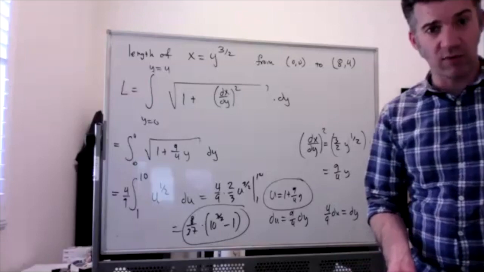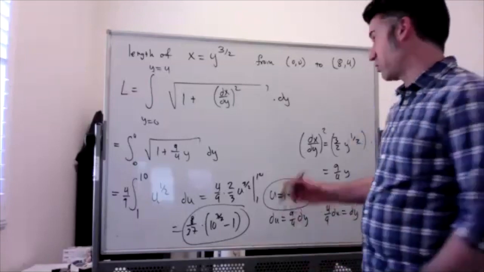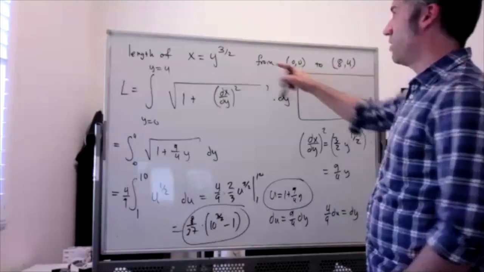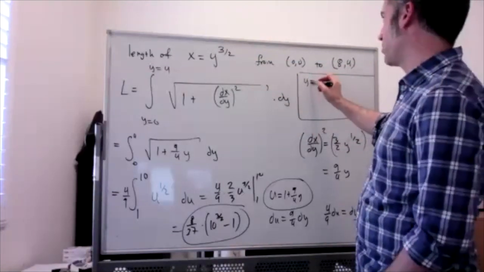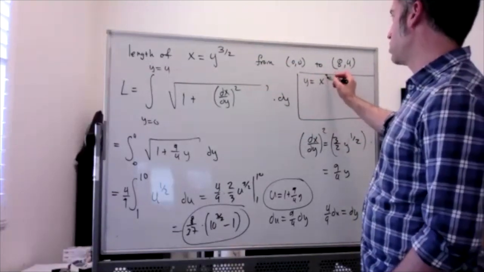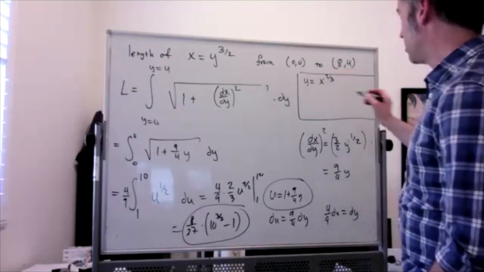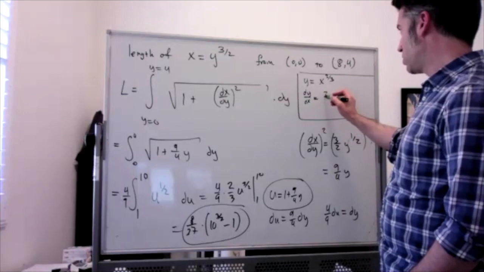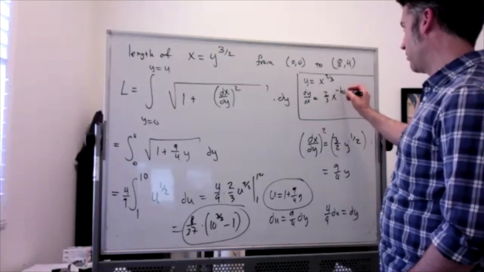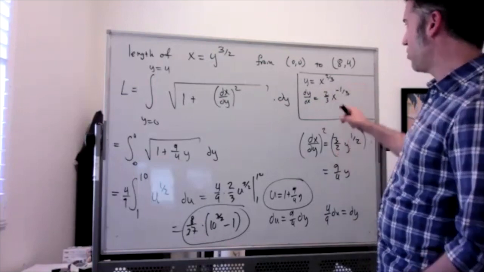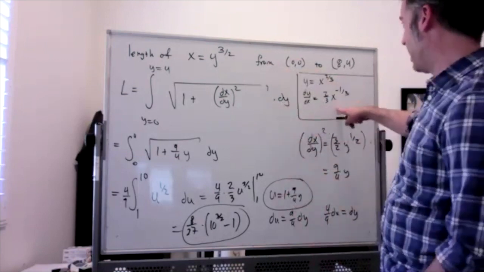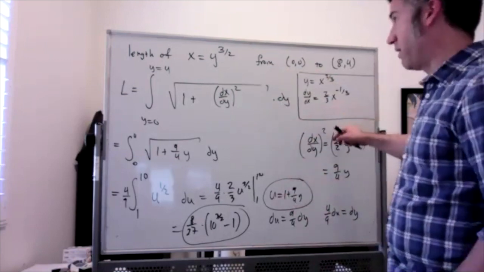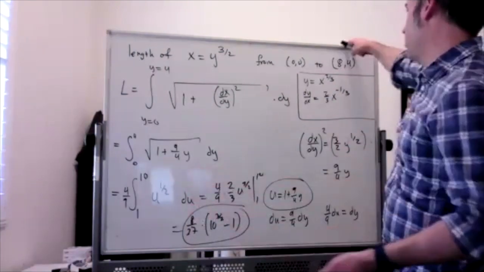You could have, if you wanted to, solved for y as a function of x, but I don't think it's really in our best interest. If we solve for y as a function of x, you get y equal to x to the 2/3. The derivative there would be dy/dx is 2/3 x to the negative 1/3. Putting that in, doing 1 plus that squared, seems like it'd be much, much harder to integrate.